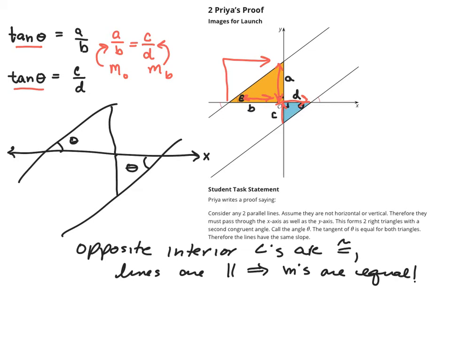Okay, that was question number 1. How does Priya know the right triangles have a second congruent angle? When those are equal, we'll call that beta. So because the thetas are equal, we also know the betas are equal, because when two angles of a triangle are equal, the third is equal too.